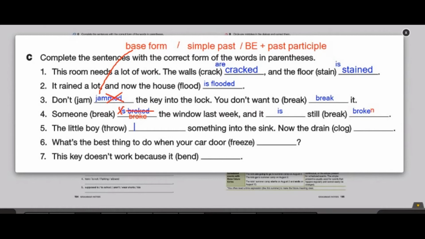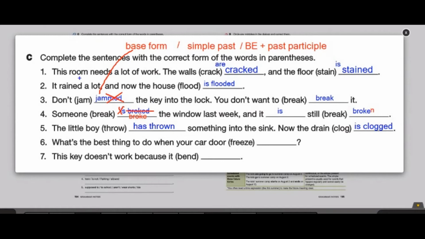A little boy has thrown something into the sink. Now the drain is clogged. Can you repeat the last part, please? Now the drain is clogged. What is the correct pronunciation, remember? Clogged. Clog. The E is not pronounced. Clog. Clogged. Thank you. What's your opinion?